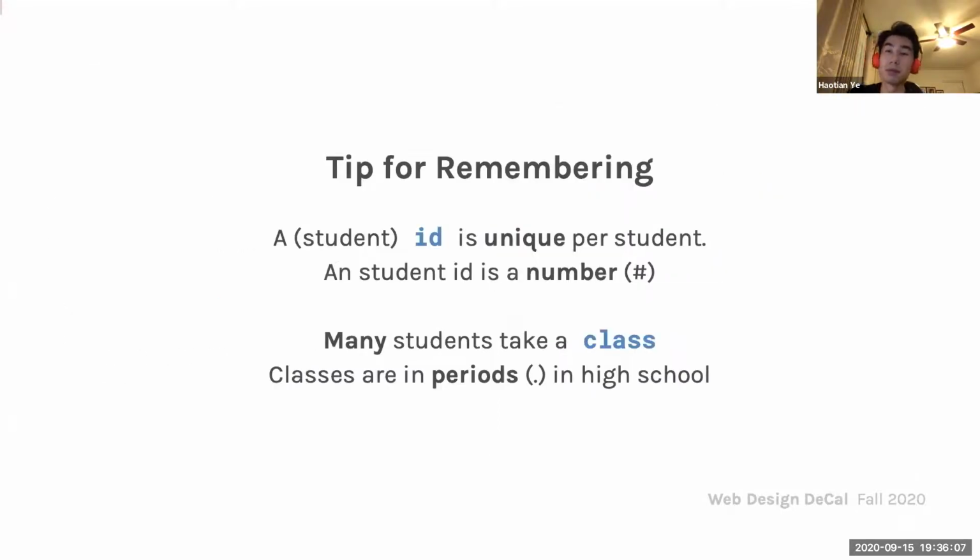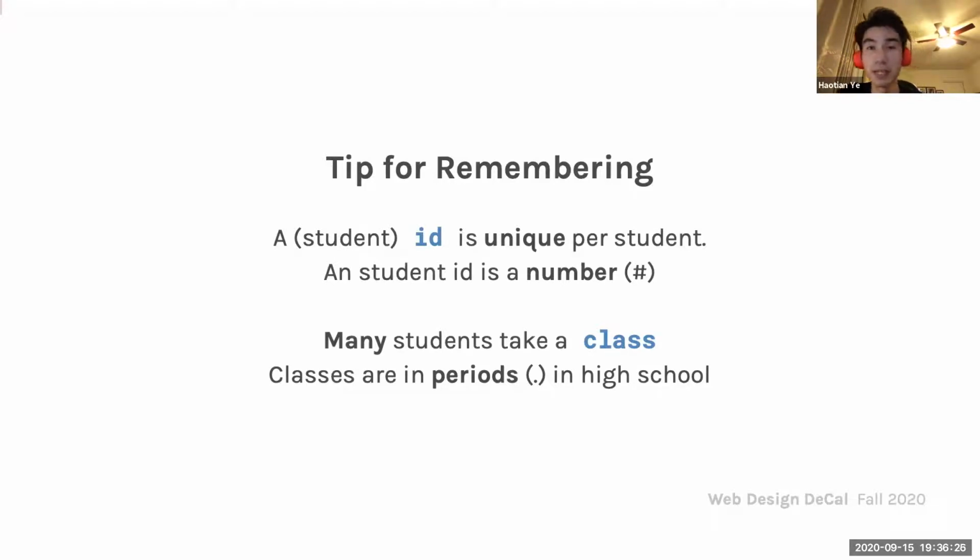So some tips for remembering the differences between classes and IDs. This was super useful when I learned this. So for an ID, you can think of your SID. Every student ID is a unique number. And so that's why we use hashtags, because hashtags are numbers.